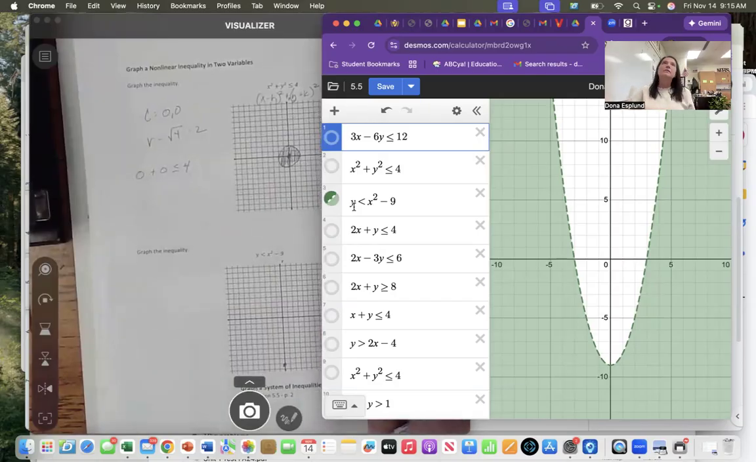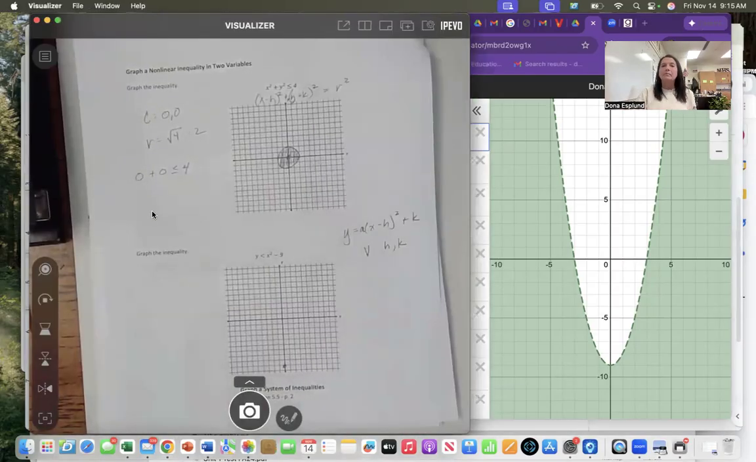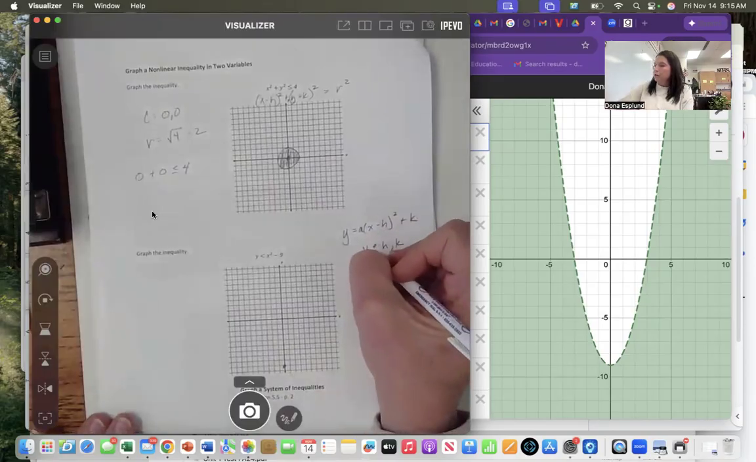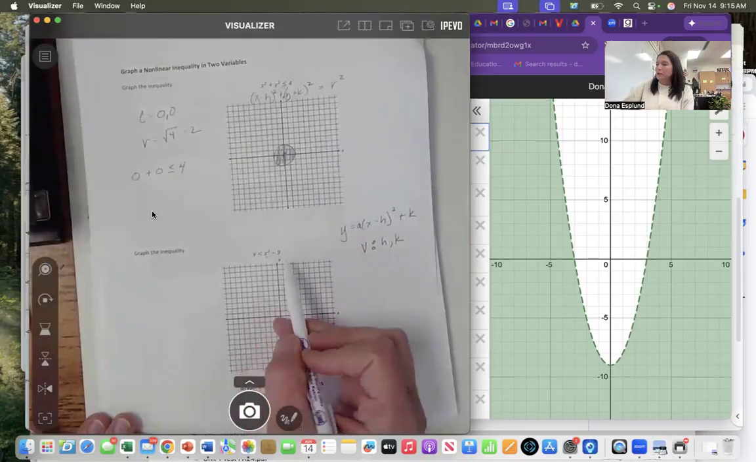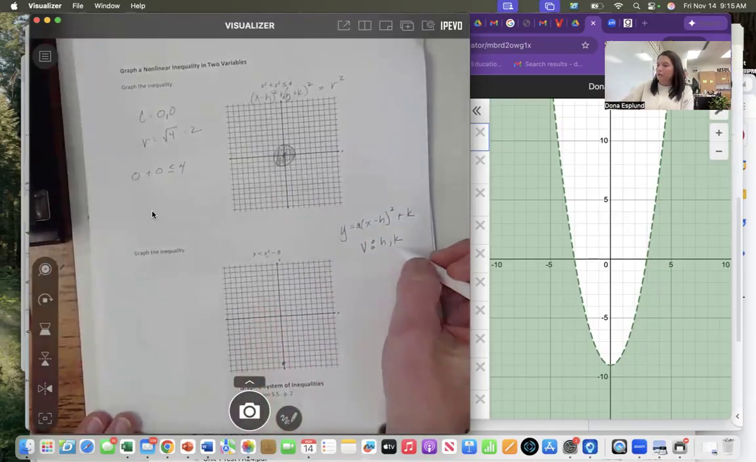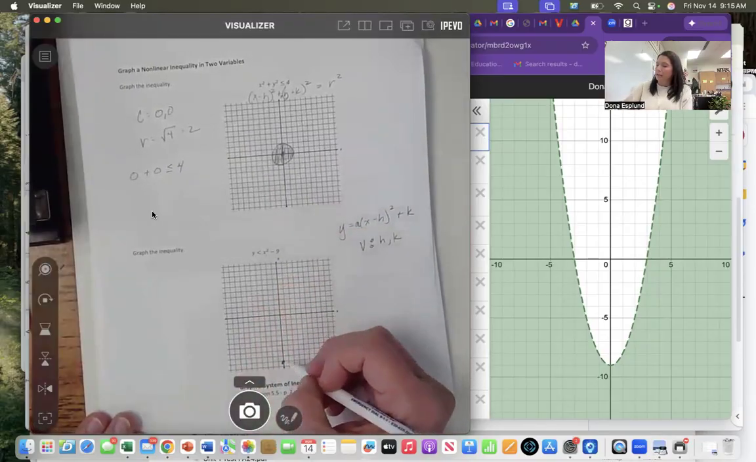Oh, you can't. How about I go over here? I'm going to put an a in front of the x, because the a represents our stretch or our shrink. In other words, how skinny it is or how wide it is. So again, my vertex is going to be h, comma k, because in this case I'm not subtracting anything with my x, but I'm just going to go down 9. So my vertex is going to be at 0, comma negative 9.